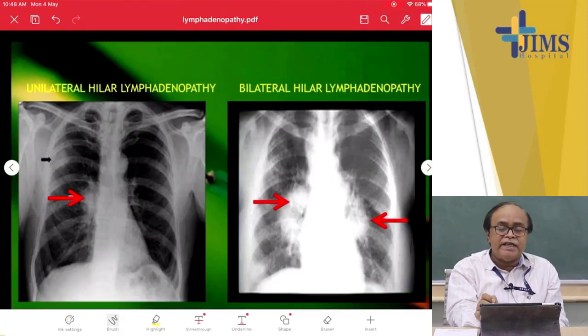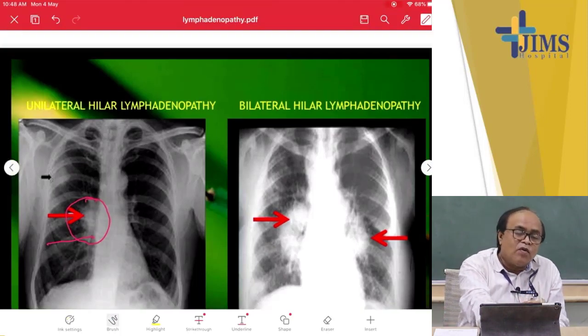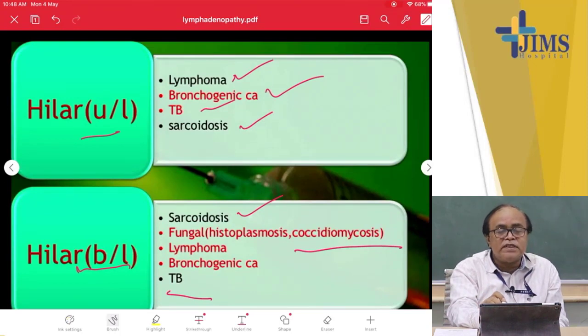Now in this picture, these two chest X-rays, you look, unilateral hilar lymphadenopathy means this marking they have shown, this is one-sided hilar lymph nodes enlarged, unilateral hilar lymphadenopathy. And I have told you causes may be lymphoma, bronchogenic CA, tuberculosis, sarcoidosis.